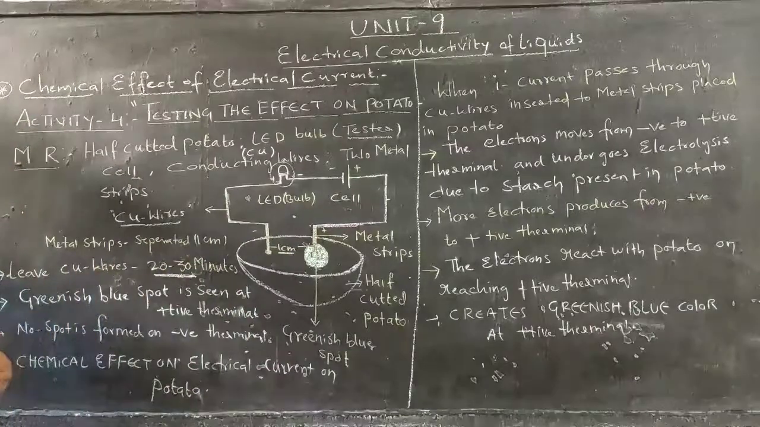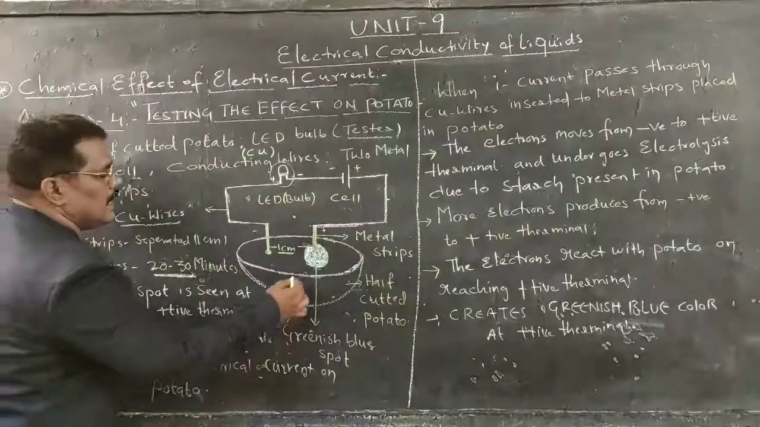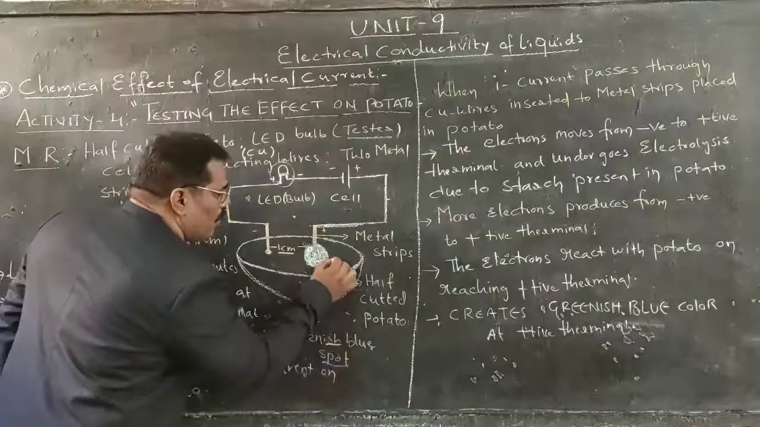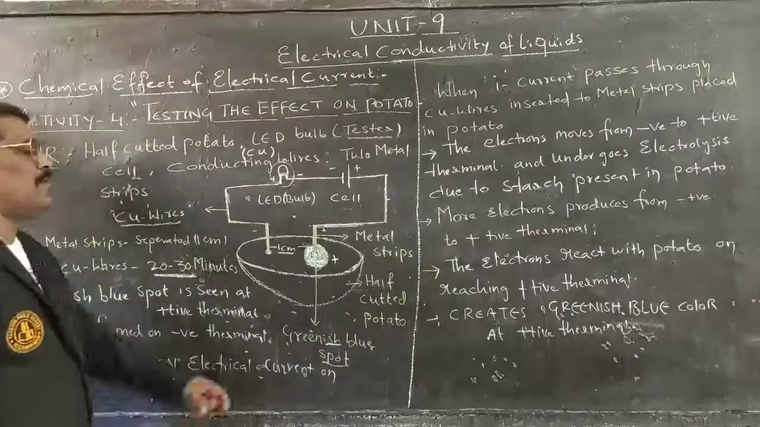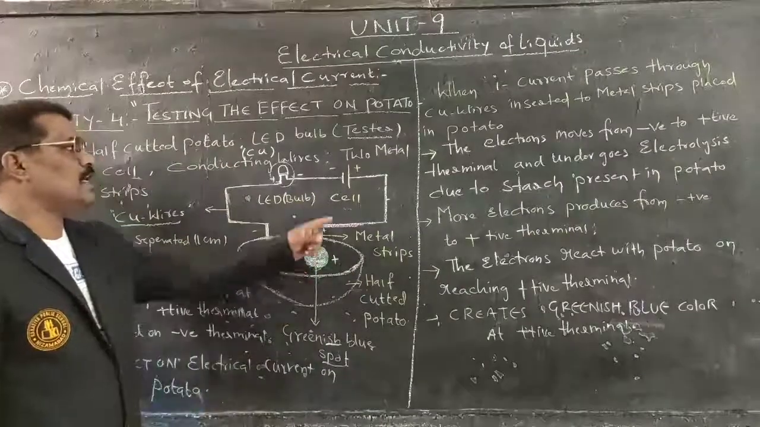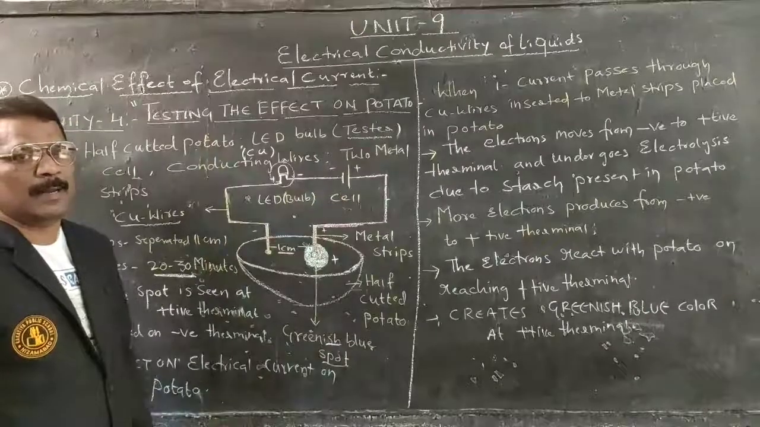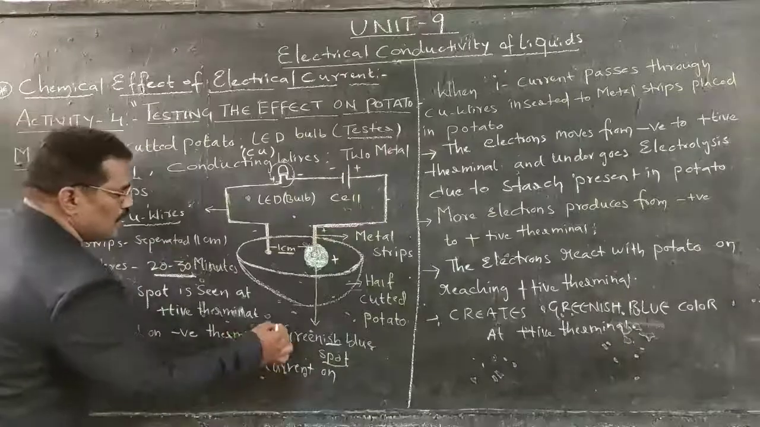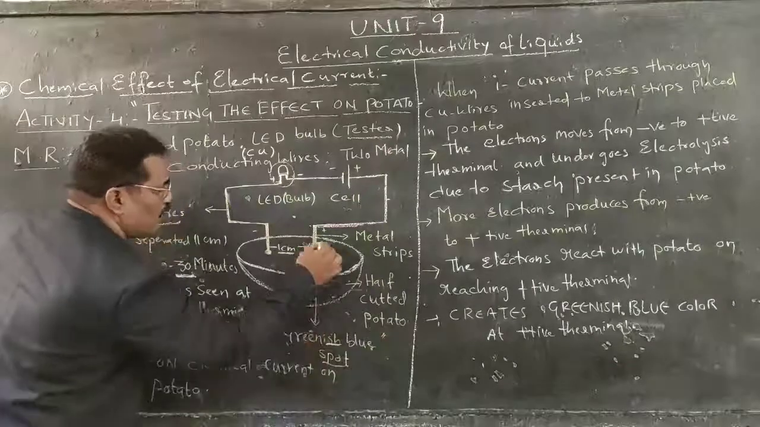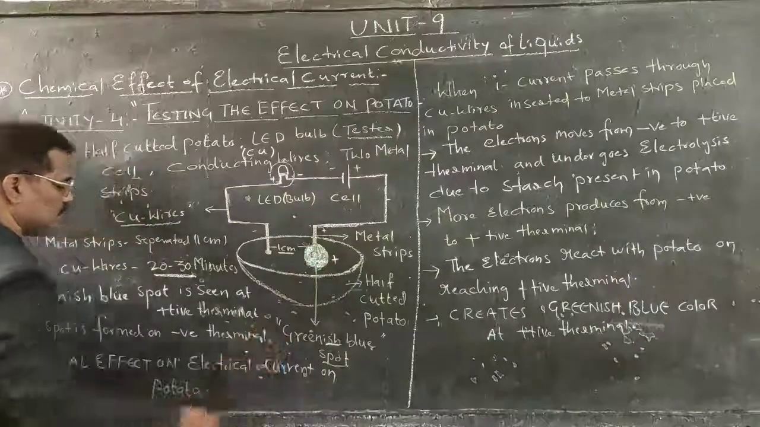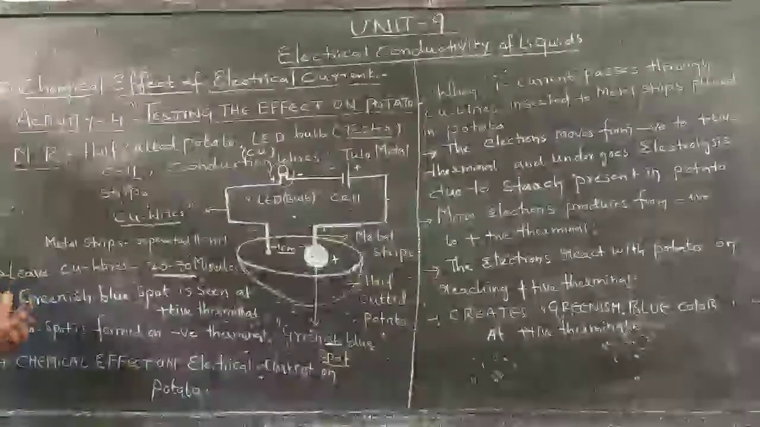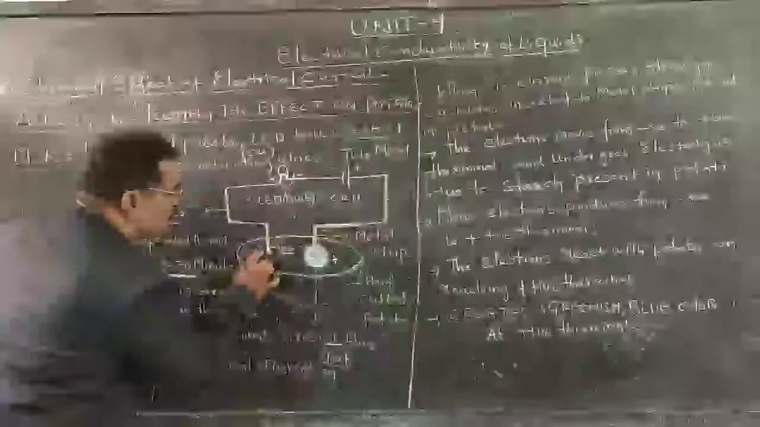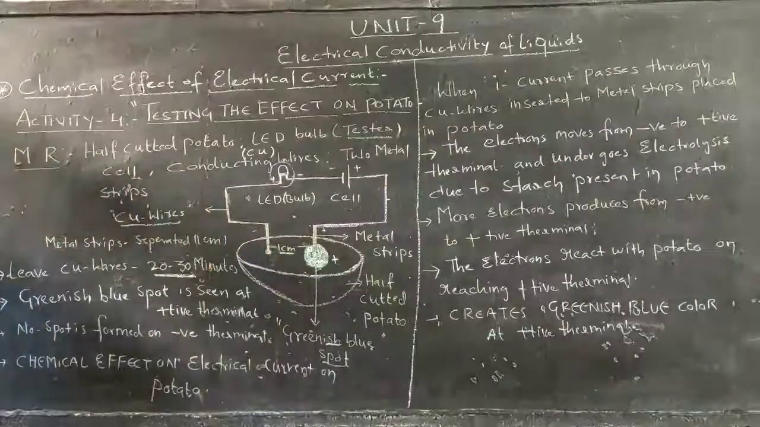Then what happened? We observe that a greenish blue colored spot is formed at the positive terminal of the metal strip. And we also observe that there is no colored spot on the negative terminal.